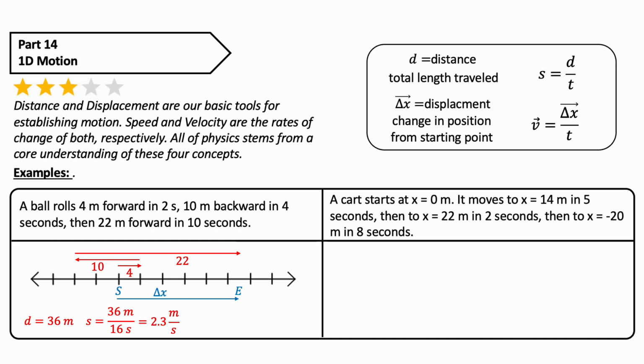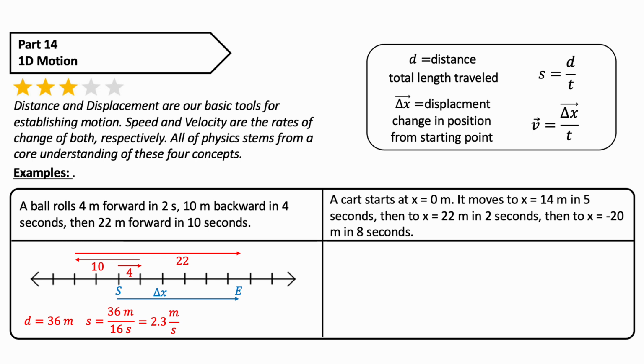Now for the displacement, we are looking for the distance from the starting point to the ending point. So if we have a really nice number line and we kept track of exactly what that ending point was, we could do it that way. But we can also just figure out the displacement by taking into account which of these were forwards and which of these were backwards.